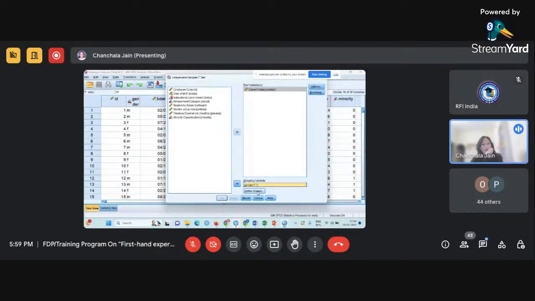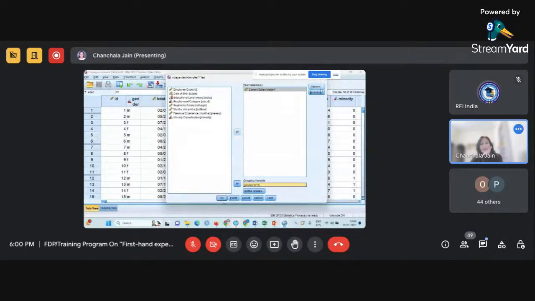Now you can click on the define groups. Here, I think you have not checked, but I know it is defined as M and F. For male, it is M. For female, it is F. And then you can press on continue. Once you complete this process, you can go to the variable view and you can check the value label column. It is defined there, right? You can press on continue.